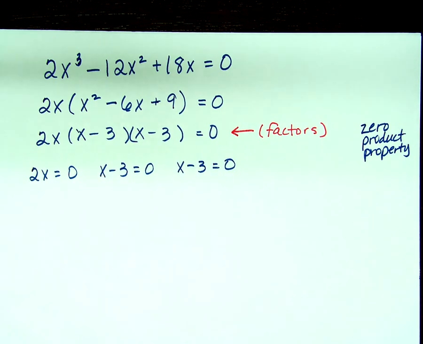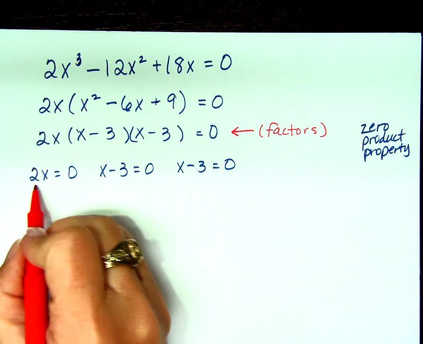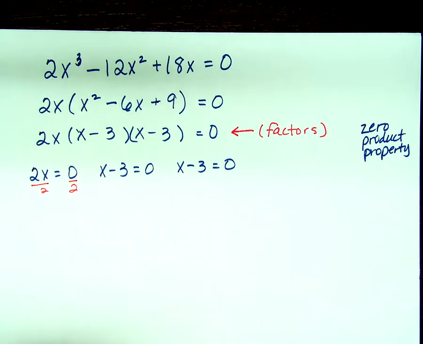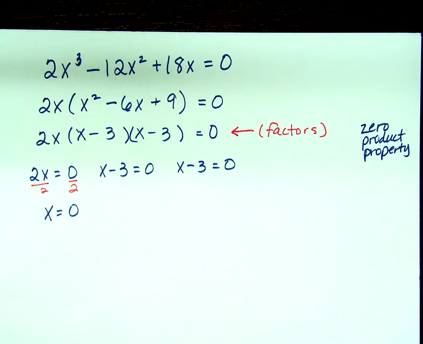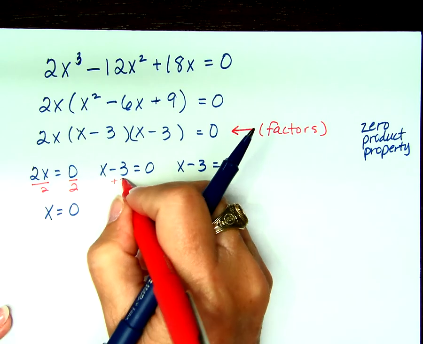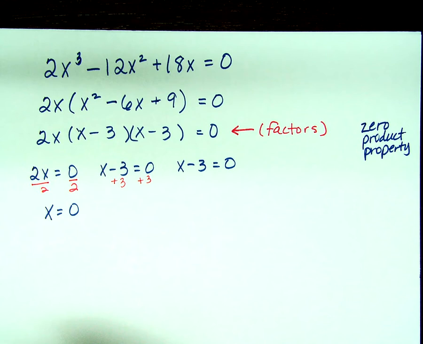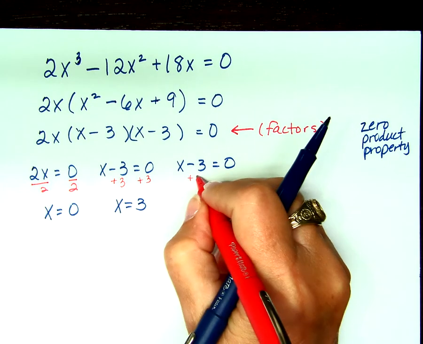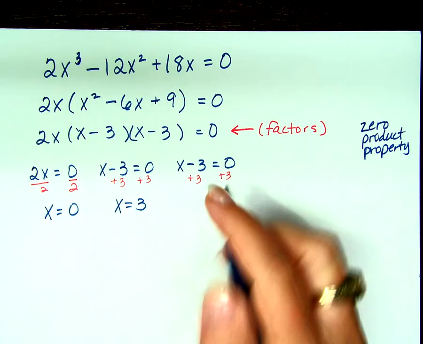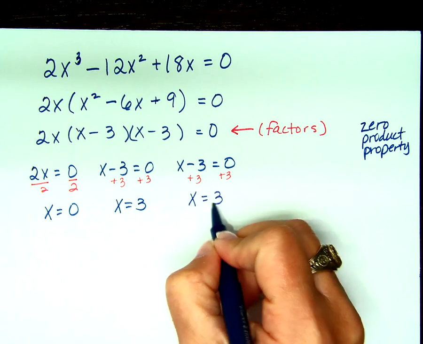Does that make sense? Well, in order to solve this one, I divide both sides by 2, right? When I divide both sides by 2, I get x equals 0, because 0 divided by 2 is 0, right? Here I have to add 3 to both sides, don't I? And I get x equals 3. And here I have to add 3 to both sides, and I get x equals 3.